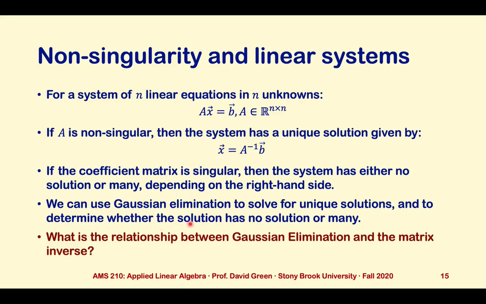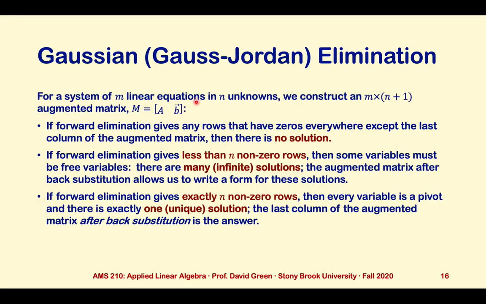which suggests that there may be a relationship between Gaussian elimination and the matrix inverse. They are answering the same questions. So let's dig in a little bit into Gaussian elimination, remind ourselves of how this works and the key points of it. We start with a system of m equations, in the general case, in n unknowns, and generate an augmented matrix with an extra column compared to the coefficient matrix.